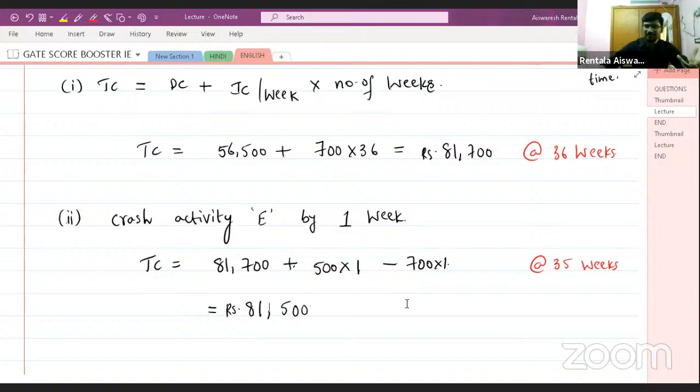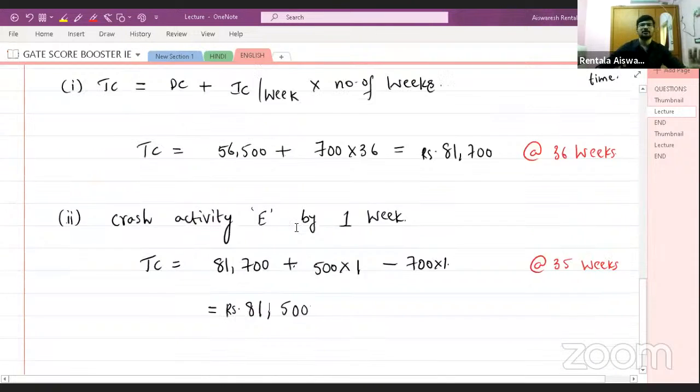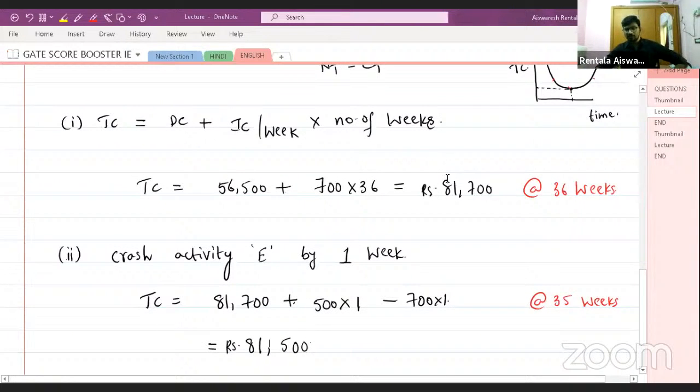So already rules and everything I have repeated. So you have to choose an activity which is having minimum cost slope. So that we have chosen. Okay, so activity E is having minimum cost slope, so crash it by 1 week, so this becomes 35 weeks, and so E activity is present here also, it will be 34. Okay, now see, without any crashing, your total cost will be 81,700, right? So previously, without any crashing, your total cost is 81,700. Okay, so I'm taking same total cost, which is 81,700.